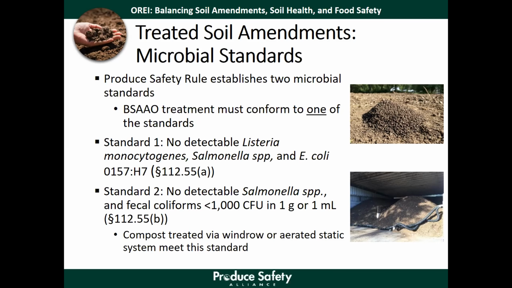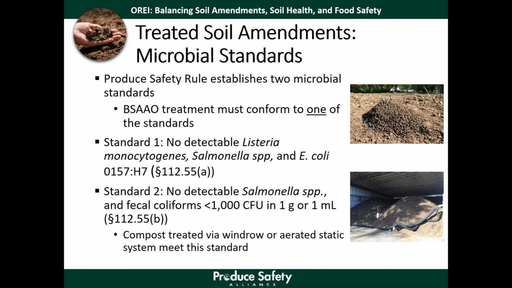The first standard is no detectable Listeria monocytogenes, Salmonella species, and E. coli O157:H7. If you think about some of your purchased soil amendments, things like heat-treated poultry pellets, some of your more processed soil amendments, there's a good chance that those soil amendments would meet this microbial standard: no detectable Listeria, Salmonella, and E. coli O157:H7.